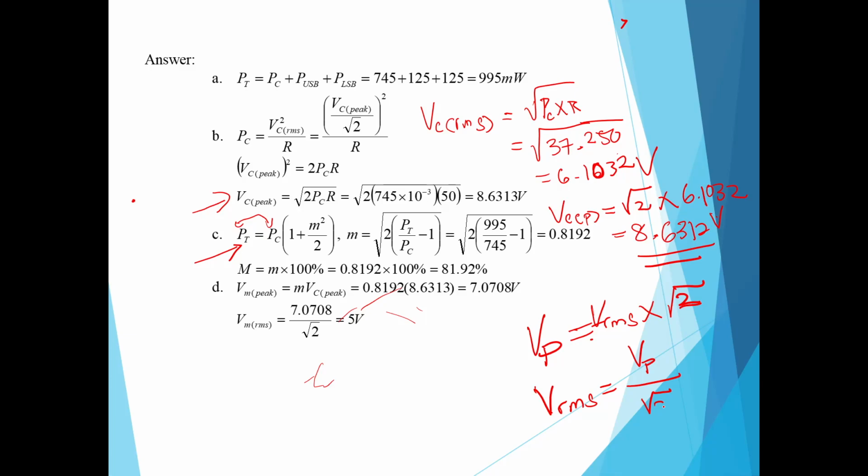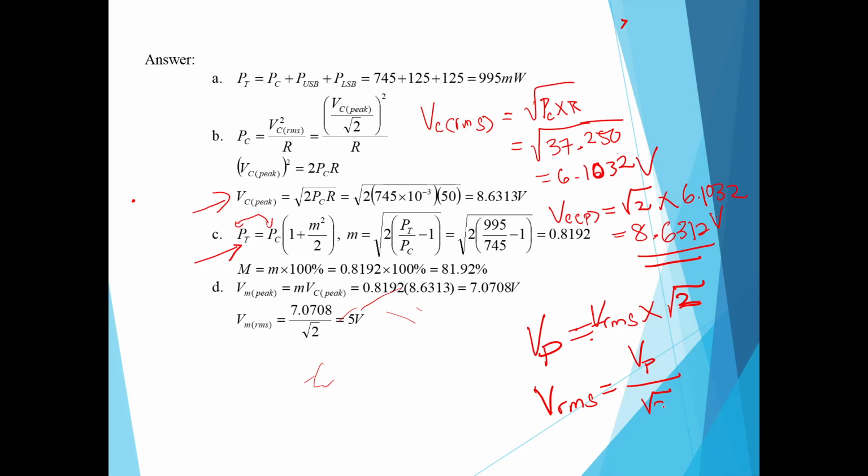Okay, so this is if you do from 1 to 5, this is VM RMS over 2, divided with R. That means VM RMS must be multiplied with the square root of 2, so you can always get the VM, and then from there you can find VM over VC.